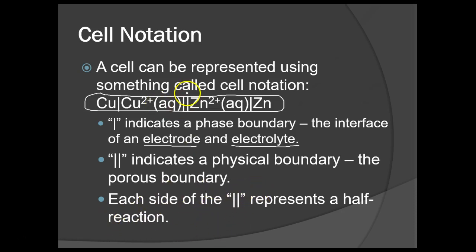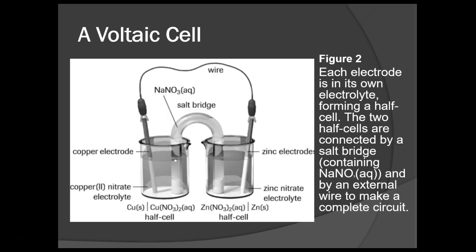And each side of the double line represents a half reaction. So this is an example of what we would call a wet cell. This is a form of a cell that's powered by a redox reaction, and I really quickly want to run you through how this works. Remember, this all has to do with redox reactions, so there's going to be an oxidation and there's going to be a reduction.